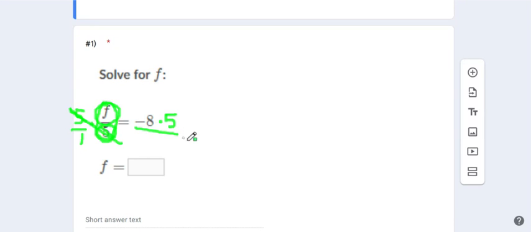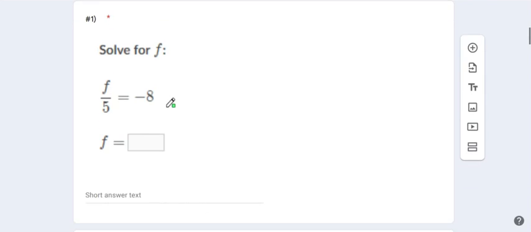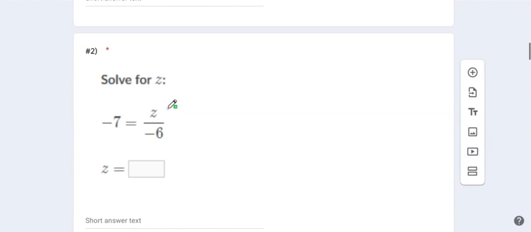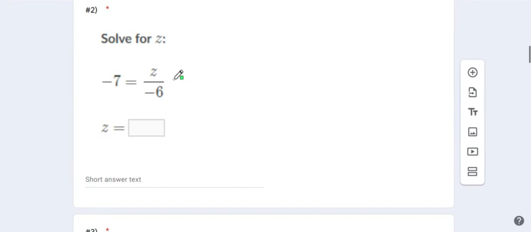F equals this, negative 8 times 5. So different signs, negative. 8 times 5 is 40. So f is negative 40, which makes sense, right? If I put a negative 40 right here in for f, isn't negative 40 divided by 5 negative 8? Yes, it is. Okay, so we undo division by multiplication. So the same thing is going to happen here in number 2. Undo this division by multiplication. You would multiply both sides of the equation by this number in the denominator.